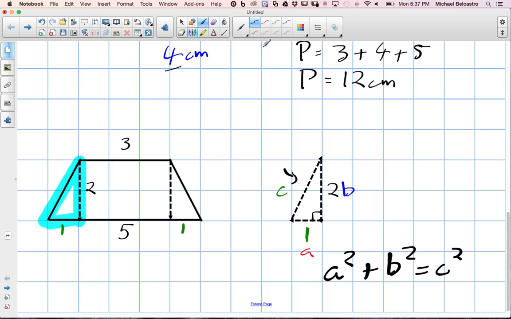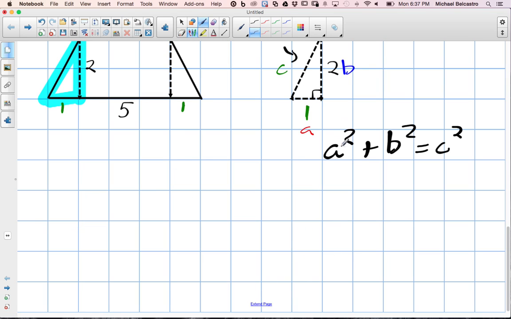Okay, let's substitute in. What's our A value? Our A value is 1. Yeah, so 1 squared. Plus, what's our B value? 2 squared. And our C value is, no. Okay, what's 1 squared? 1 times 1? Oh, sorry, 1. That's okay. 2 times 2? 4. There we go. So this one is a little harder. 1 plus 4 is going to be 5.